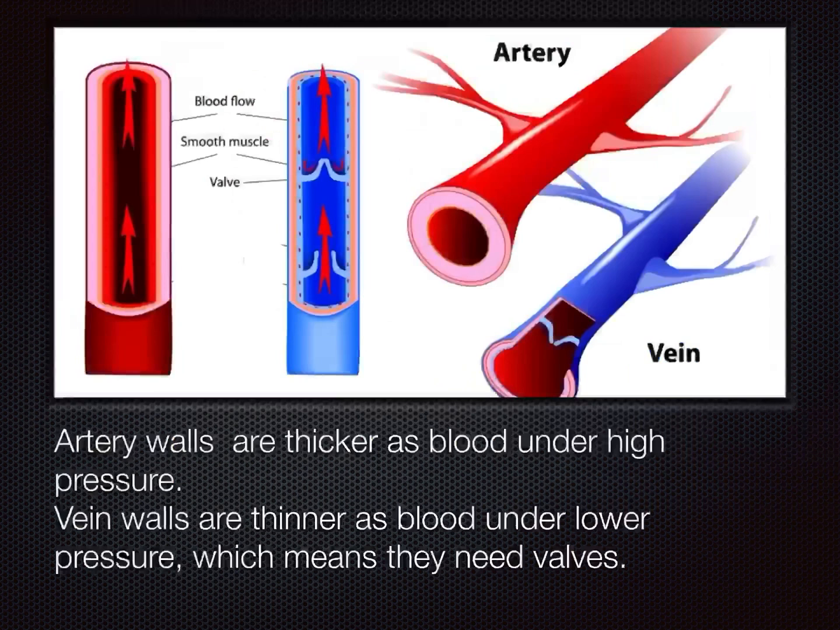So artery walls are thicker as the blood is under higher pressure. Vein walls are thinner as the blood is under low pressure. But because it's under low pressure, that means the blood travels slower, which means they need valves. And if you look at the blue picture with the arrows going up, you can see if any blood comes back the way, the valve would close.